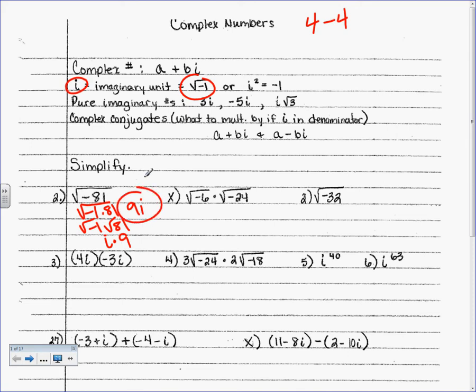I'm going to say it again. What's the square root of 81? 9. This negative comes out as an I. You never have to do all that again. I don't care. I just want you to know where it came from. Is that kind of okay?